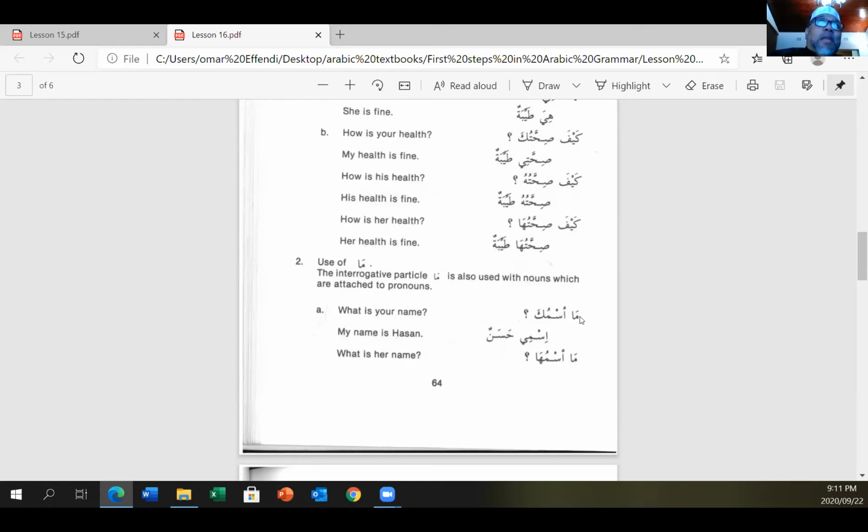Obviously, we would read ma ismuka, right? ما اسمك؟ When we look at the Arabic language itself, you can ask the question like that. But the proper way, with regards to the reading of the Quran, you would say masmuka. Because when the mim goes into the sin, then that alif is there as grammatical value.